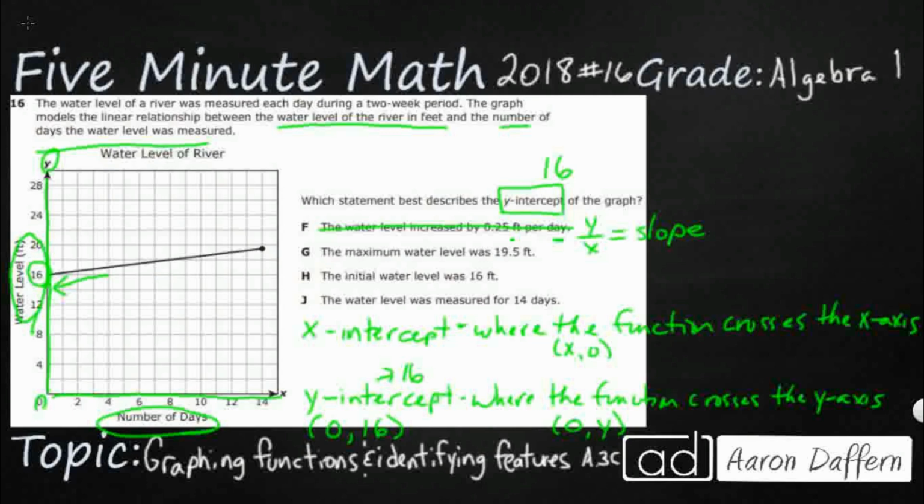The maximum water level is 19.5, but that's not the y-intercept. That's with an x of 14, so we don't want that one. The initial water level was 16 feet. Aha! So there we go. That would be a good y-intercept. And the water level was measured for 14 days. That's just our range, our domain. That's not what we're wanting. So our answer here is H.